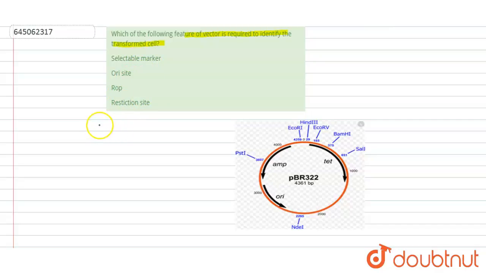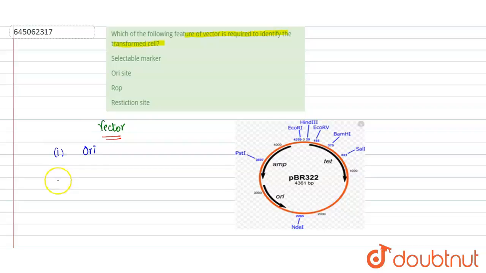So if we see any typical vector, a molecule which is supposed to act as a vector, it should have the following components. First of all, ORI. ORI is used for replication. It means the vector can replicate itself. It's the origin of replication. That is a must for any vector to act as a vector.